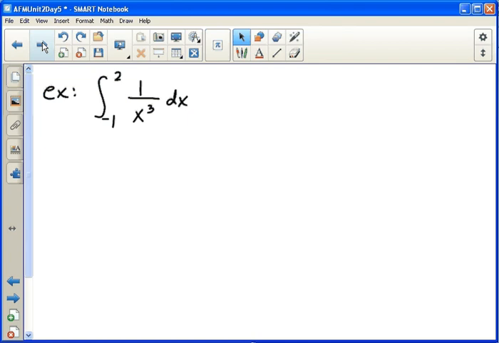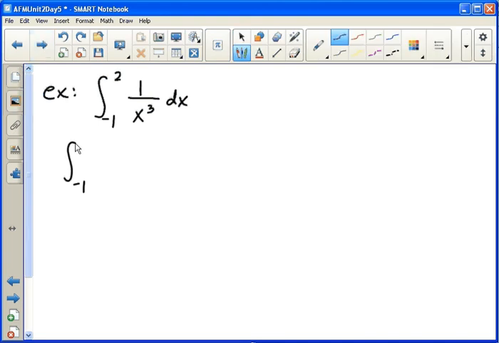So similar to what happened when we had a negative infinity and a positive infinity, we have to split this into two pieces. So I'm going to do the integral from -1 to 0 of 1 over x cubed dx plus the integral from 0 to 2 of 1 over x cubed dx. And here it is important: you've got to split it at the 0 because the 0 is the discontinuity you're trying to get rid of, or trying to deal with anyway.